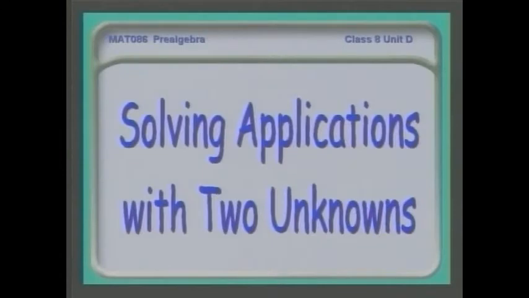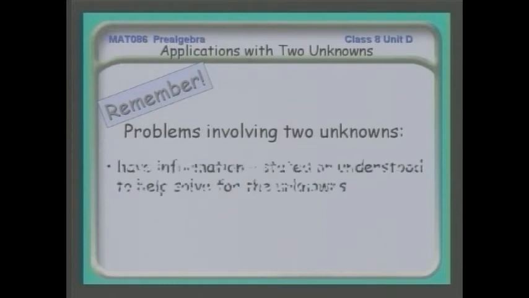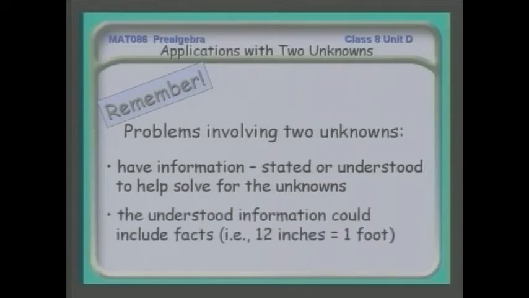Now let's get a little bit more interesting in terms of some of these applications and talk about applications with two unknowns. What we want to do when we have two unknowns is we often have information that is understood. For example, you might have a formula or some kind of thing that you're expected to know. There are 3 feet in a yard, something like that. So you have to be careful in terms of what you're looking for. It may not be stated directly, but it might be something that you're expected just to know.